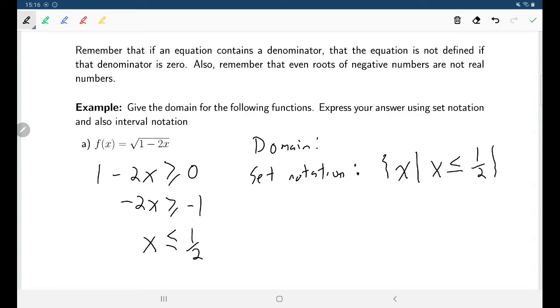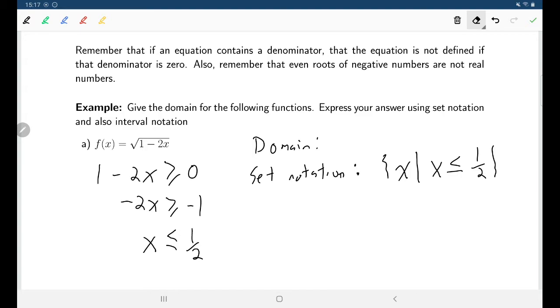So if I'm writing my domain in set notation, a couple of things just to remind ourselves. One, that for any set we're using curly brackets around it, so that's what my little curly brackets are. And that it's the set of all x values. We're specifying what our variable is. It's the x values. And the vertical line, we read that as meaning such that, or with the property that. So the domain is the set of all x's such that x is less than or equal to a half.